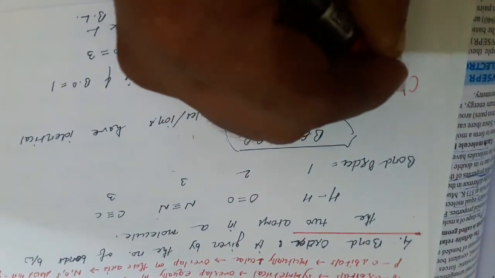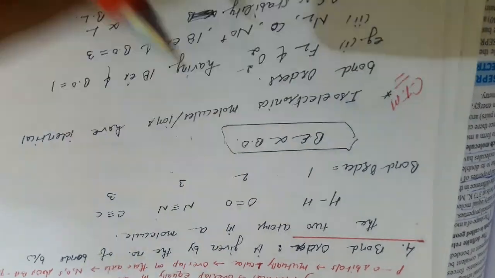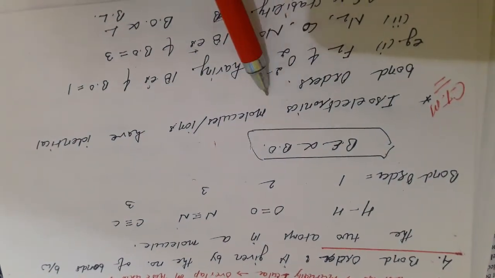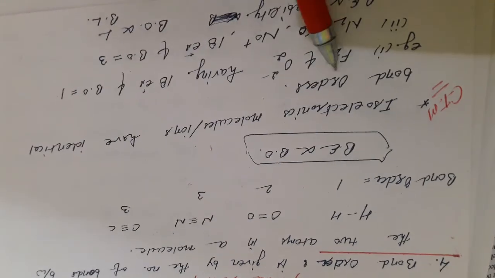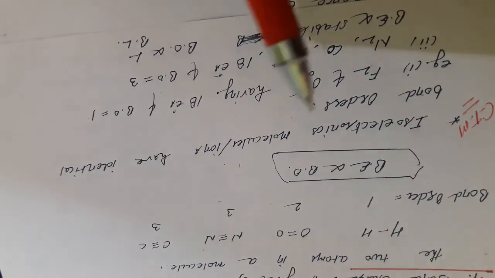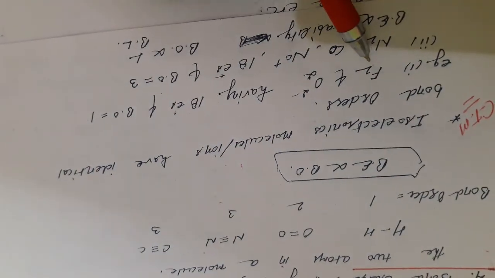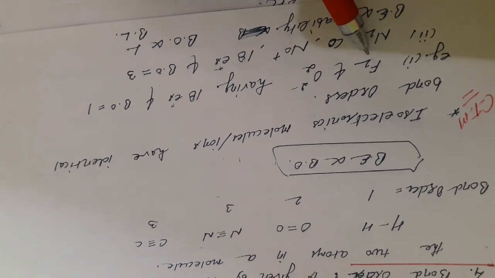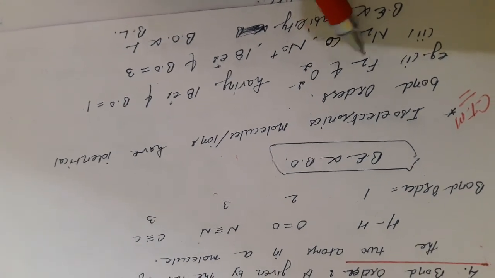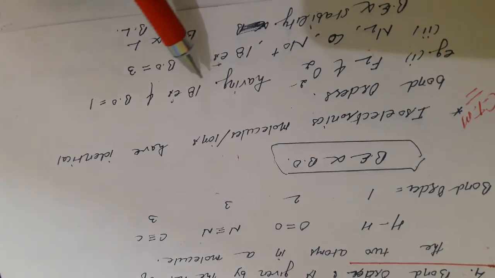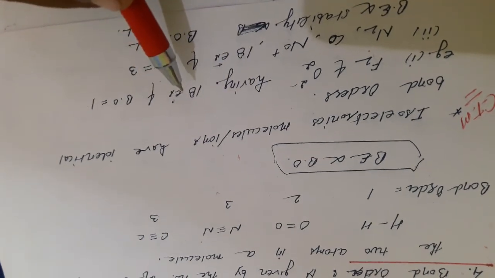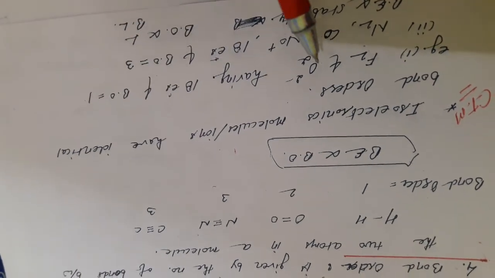Okay. Next is this also important concept, CTM. Isoelectronic molecules and ions have identical bond order. If you are asked what the bond order of F2 is, you will easily say single bond order, single bond. What about O2 negative, does it have the same bond order? So what is the reason?